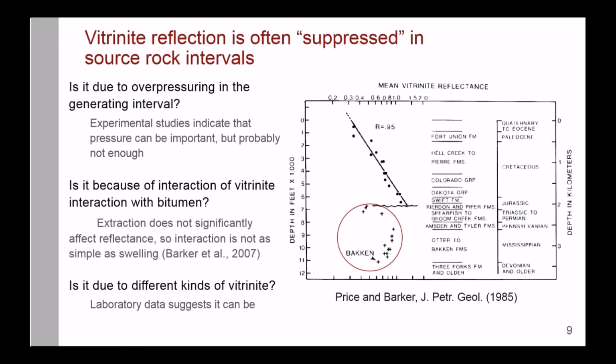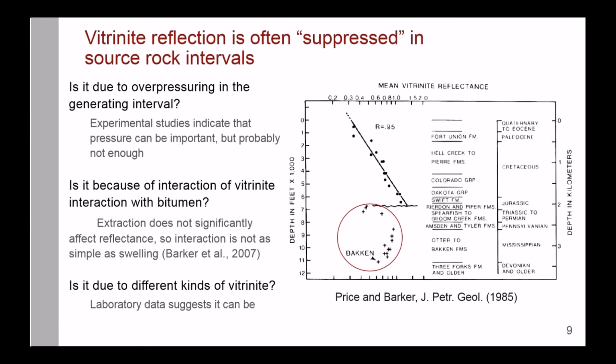There's something in the literature called vitrinite reflectance suppression. There's a paper by Price and Barker from 1985 in the Bakken Formation showing the suppression of vitrinite, and this is a very commonly shown figure. So the question is, why is the vitrinite reflectance suppressed in this Bakken? One hypothesis is overpressuring in the generating interval, and perhaps some of the audience here have explored that issue. And experimental studies indicate that pressure can be important, but probably not enough, and I'll show that data.